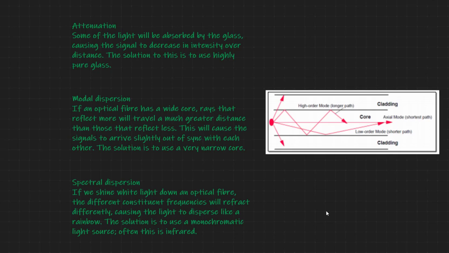And the final problem is something called spectral dispersion. If we shine white light down an optical fibre, the different frequencies within that white light are going to refract differently due to having different refractive indices. This is going to cause the light to disperse like a rainbow, smudging the signal again. The solution here is to use a monochromatic light source. In other words, a light source made of a single frequency of radiation. Most commonly, this is actually infrared radiation.